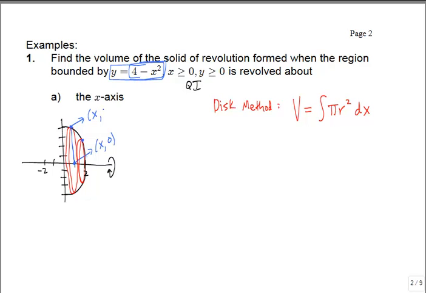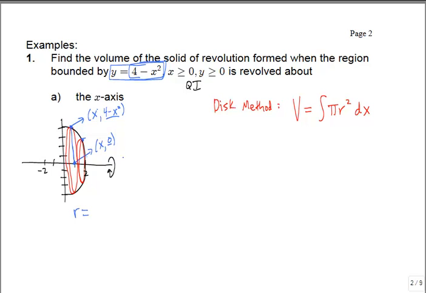So for the y coordinate, I'm going to write down the formula of that curve for what y is in terms of x. So now that you know the coordinates of these 2 key points, then the radius is going to be the difference in these 2 heights, which is the difference in these 2 y coordinates.